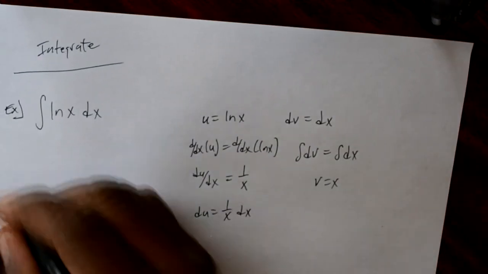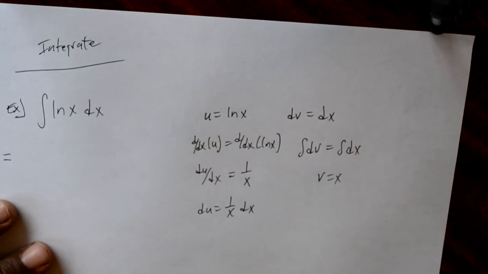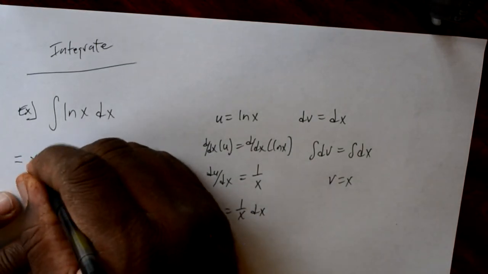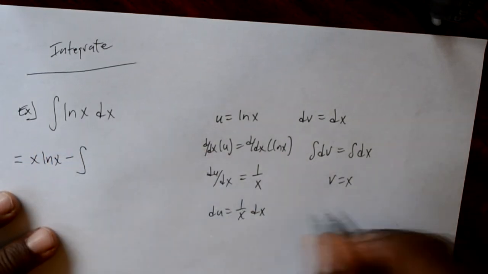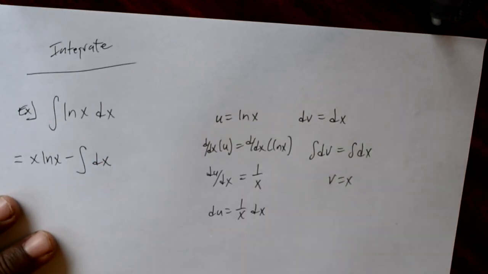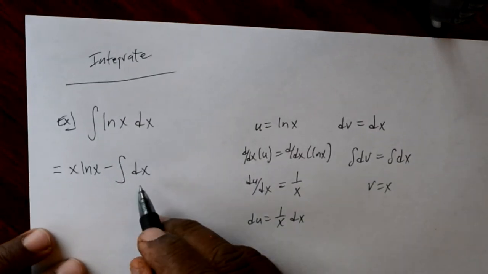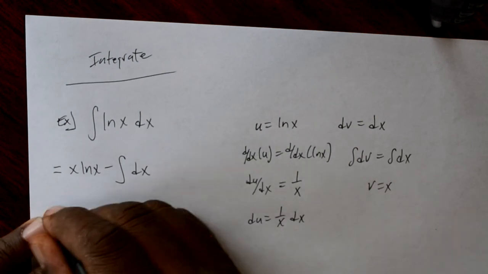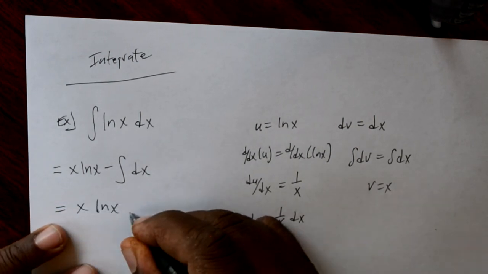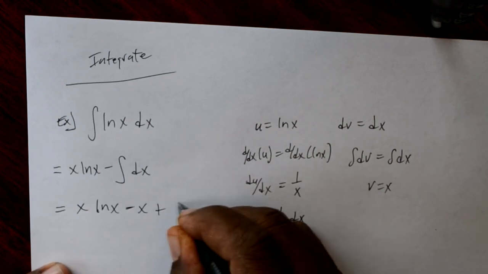And now we'll substitute into integration by parts. Integration by parts says that that's equal to u times v minus the integral of v du. So once we integrate dx, we have x. So our final integral is x times the natural log of x minus x plus c.